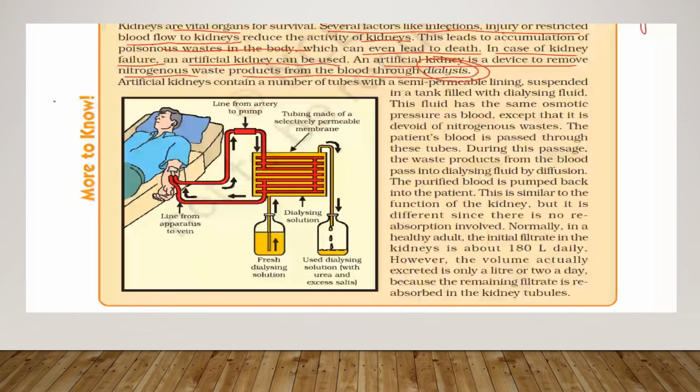So what is happening? You can see from the person's body, blood is being extracted and pumped into the dialyzer. Artificial kidneys contain a number of tubes with a semi-permeable lining suspended in a tank filled with dialyzing fluid. This is a fresh dialyzing solution, and this is used dialyzing solution with urea and excess salt. So after purification of the blood, this is the used dialyzing fluid, that is the urine which we are producing from our kidney.